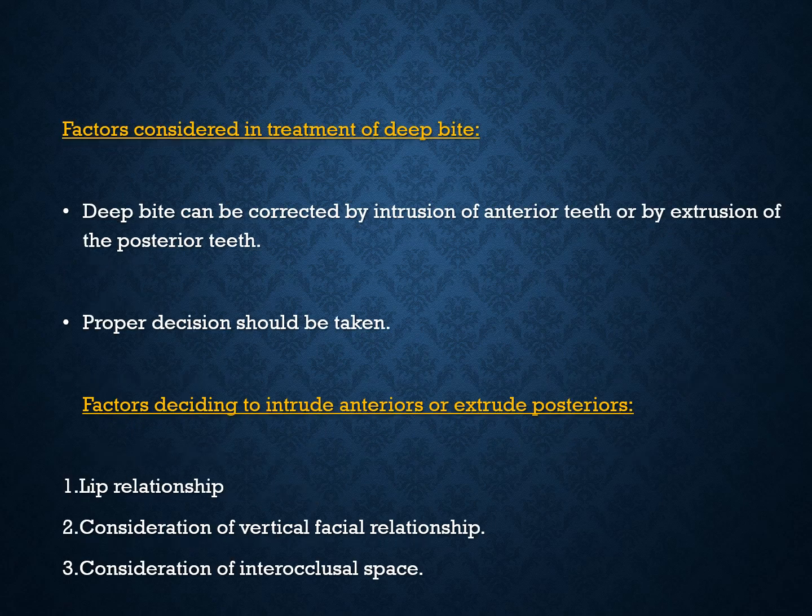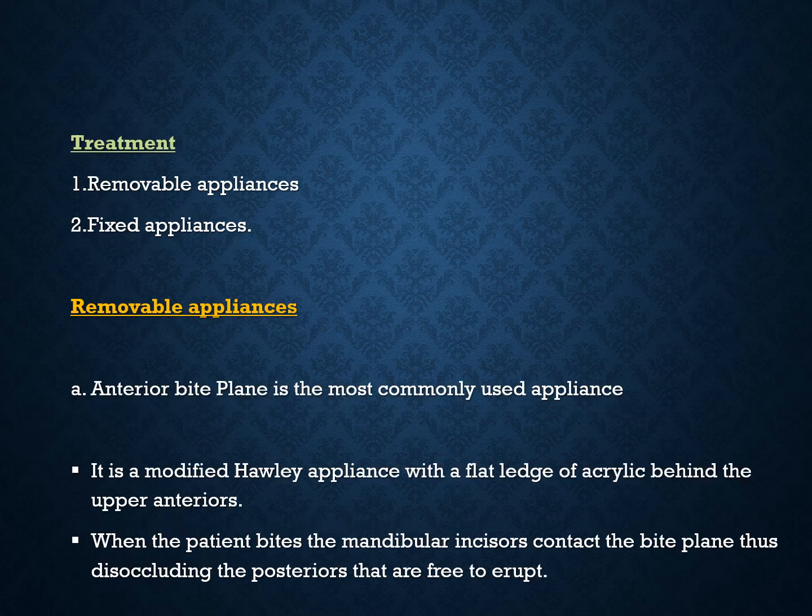Now, what are the factors that you need to consider in treating a deep bite? It can be corrected by intrusion of your anterior teeth, or by extrusion of your posterior teeth. Now, I want you all to sit and understand what I mean by intrusion of your anterior and extrusion of your posterior. So you can take a minute and recall. Okay, moving on. The factors deciding whether you want to intrude or extrude your anteriors or posteriors: you must take into consideration the lip relationship, the vertical face height, and your interocclusal space.